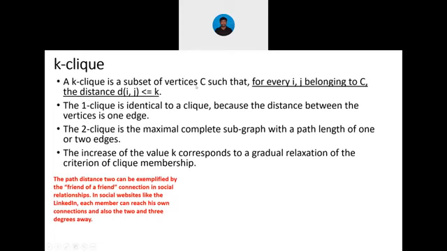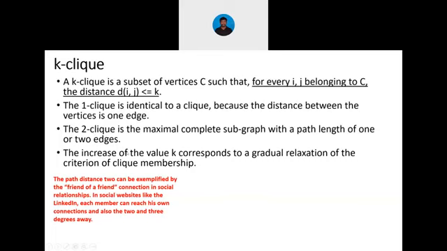A K-clique is a subset of vertices. For a particular subgraph, I derive the subset of vertices such that for every i, j belonging to C, the distance d of i comma j is less than or equal to k. Say, for example, a one-clique is identical to a clique. It is similar to the complete graph. A two-clique is the maximum complete subgraph with a path length of 1 or 2 edges.